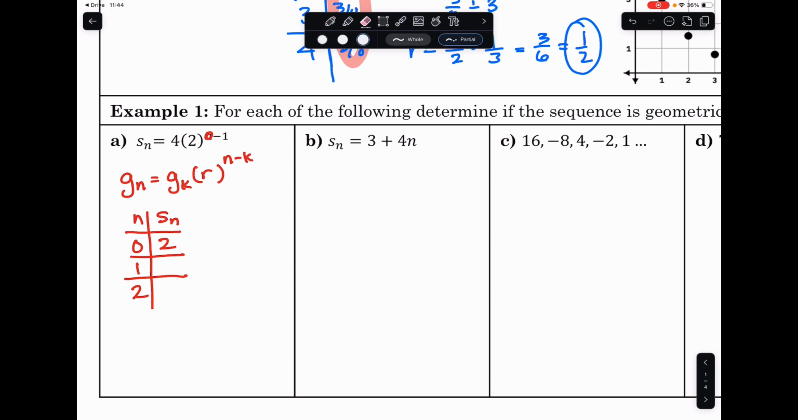Now I'm going to replace the n value with 1. So 1 minus 1 is 0. So it's going to be 4 times 2 raised to the 0 power, which is positive 4. And now I'm going to replace the value of n with the last input value, 2. And since 2 minus 1 is 1, this would be 4 times 2 to the first power. And that equals 8. So with these values, you can see that the common ratio is 2. When I go from 4 to 8, that's going to end up multiplying by 2.